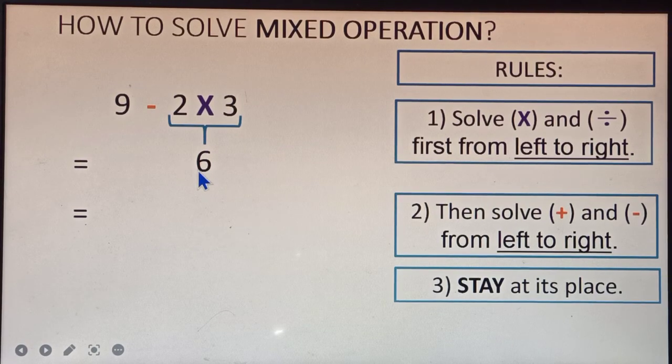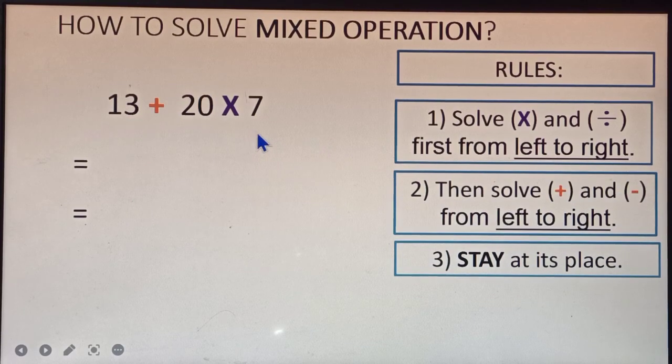And then how about the 9 minus in front earlier? Still, teacher just brings down 9 minus. And then it becomes 9 minus 6. And this is the second step, which is minus. So 9 minus 6 is equal to 3. Okay.